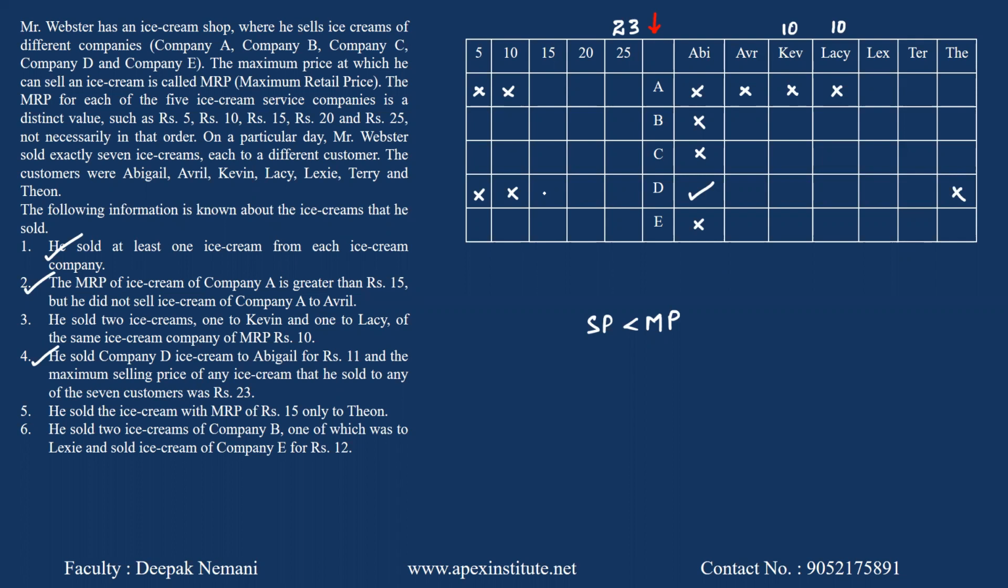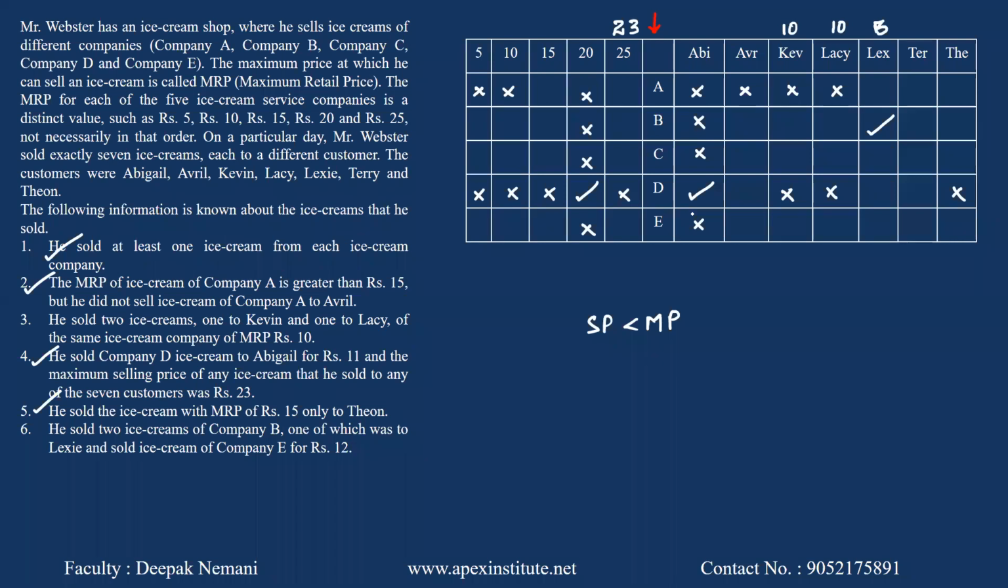So the MRP of ice cream of company D cannot be 15, and this cannot be 25 either, because the selling price of ice cream whose MRP is 25 is 23. And company D ice cream was sold to Abigail for only rupees 11. So the MRP of ice cream of company D is rupees 20. So Kevin and Lacey did not buy ice creams of company D. Now he sold 2 ice creams of company B, one of which was to Lexi.